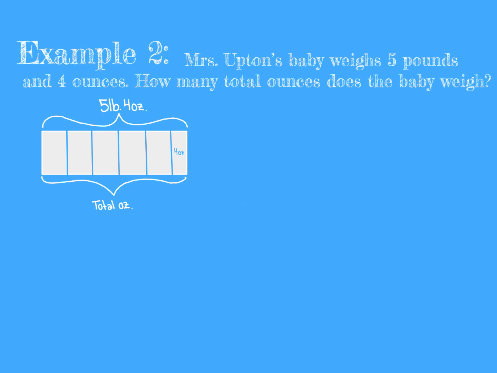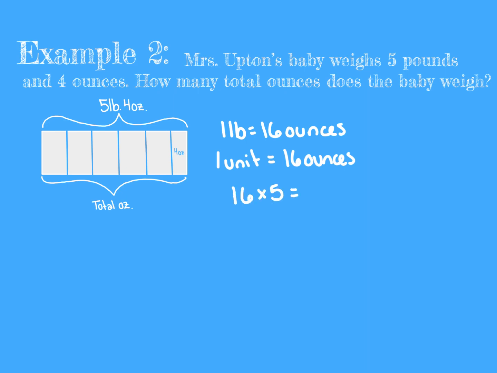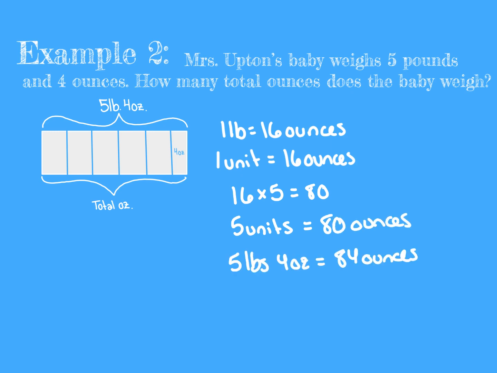Since we know that 1 pound is equal to 16 ounces, each unit is equal to 16 ounces. And because there are 5 units, we will multiply 16 by 5, which equals 80 ounces. Therefore, 5 pounds and 4 ounces is equal to 84 ounces. So, the baby weighs 84 ounces.